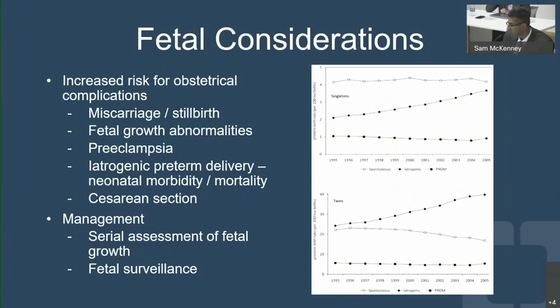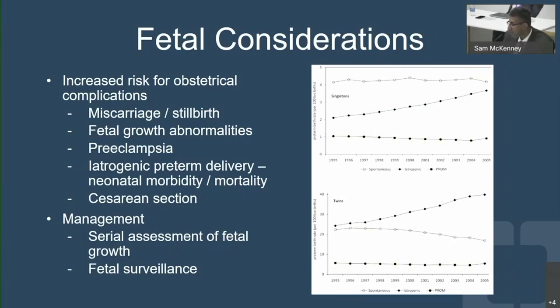Also, the risks for C-section increase in these complicated pregnancies. If you look at the C-section rate, the higher the comorbidity score, the C-section rate increases in those patients as well.